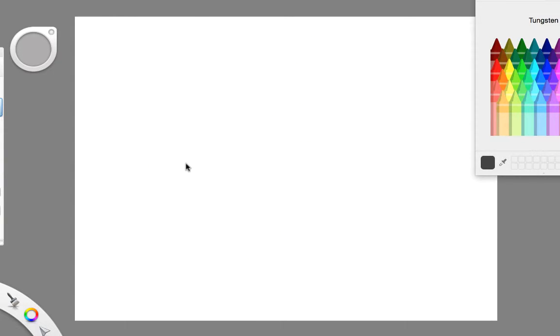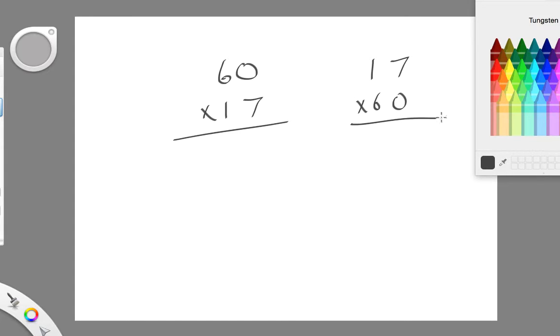And we're just going to do a couple just to make sure. Okay, let's do 60 times 17. You also could do 17 times 60. It's going to give you a slightly different look, but it's going to actually have exactly the same answer. In fact, I'm going to do both of these just so you can see it.